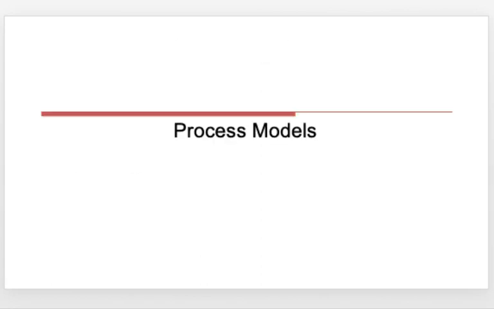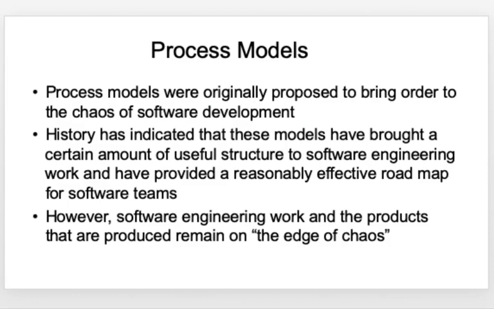The concept of a process model is basically developed to bring order to the chaos of software development. Whenever you look into the concept of a process model, these models will definitely bring some kind of structure to software engineering work, and they will also provide an effective roadmap for the teams to work on the project. So software engineering and the products that are produced remain on the edge of chaos.